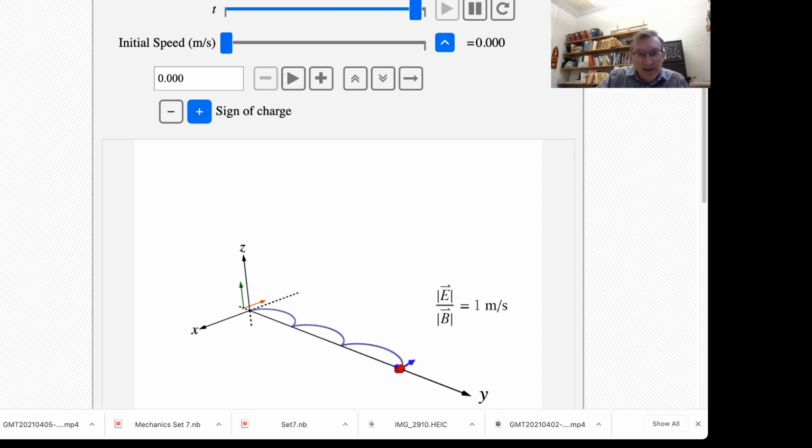Okay, so you can get motion that is, yeah, I guess you could say pretty complicated. Let's get the largest B we can initially. Oh, wow, 5 meters per second. That's going to make the magnetic force much larger than the constant electric force. Let's see what kind of trajectory we get now. Okay, wow, that's pretty impressive.